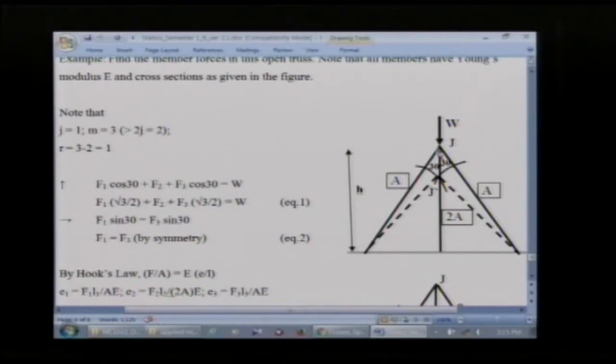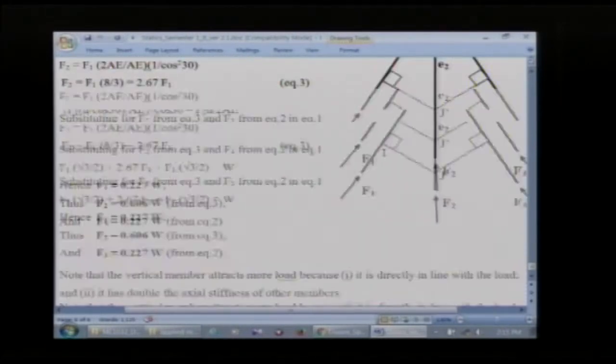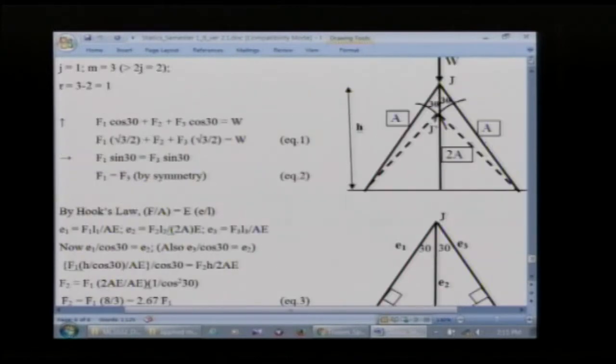So let's take an equilibrium equation there, right? So vertical equilibrium: F1 cos 30. This is F1, right? You can see both on your screen. Plus F2, that is in the vertical direction, plus F3 cos 30 equals W, right? So if we substitute for cos 30, we get this. And if you take horizontal equilibrium at this point, you get that F1 sin 30 equals F3 sin 30. From this you just get that F1 equals F3. That's all the horizontal equilibrium equation gives you, right? So instead of F3, we can write F1. But those are the only two equations that you have, right? Because you cannot write a moment equilibrium or whatever it is. This is basically the method of joints, right? At every joint you can write two equations, right?